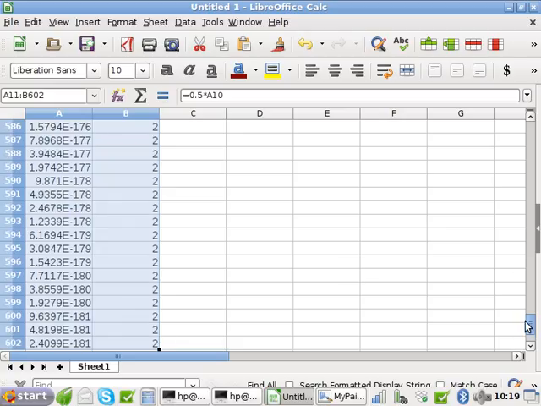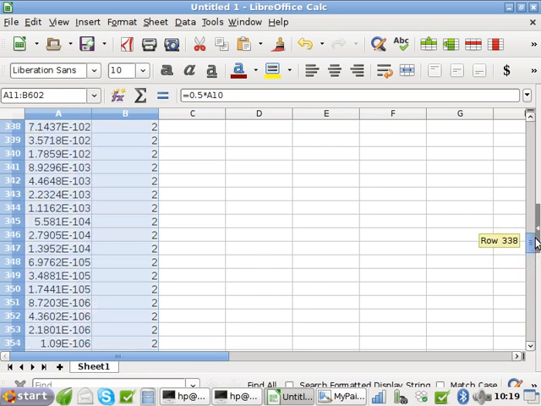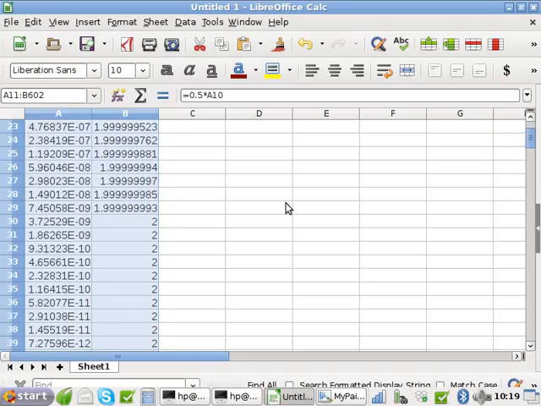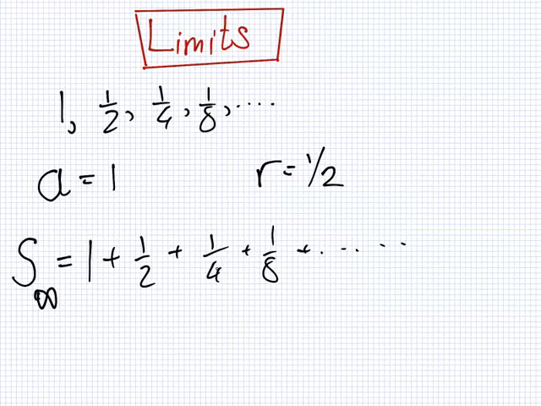now I know it looks like it's 2, but that's because of the rounding. It's actually 1.99999, there are many of them. But you see here that it practically gets to 2 at around about S30. But this is definitely convergent. So even though you're adding an infinite number of terms together, this will total up to 2.